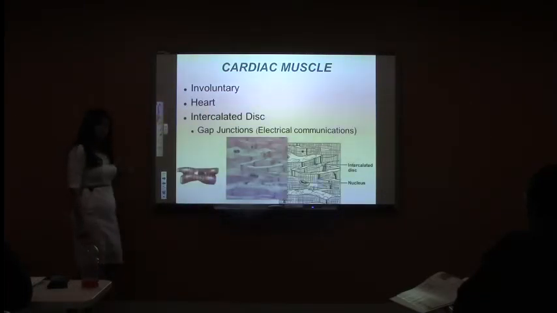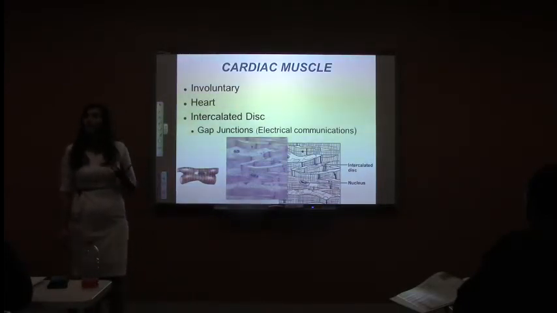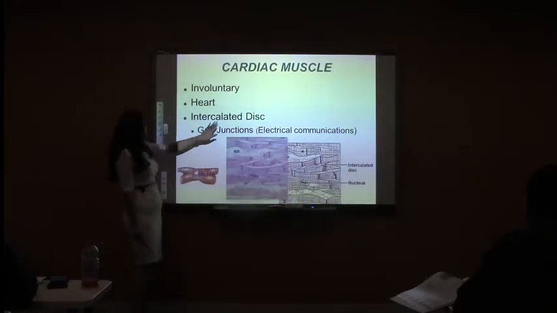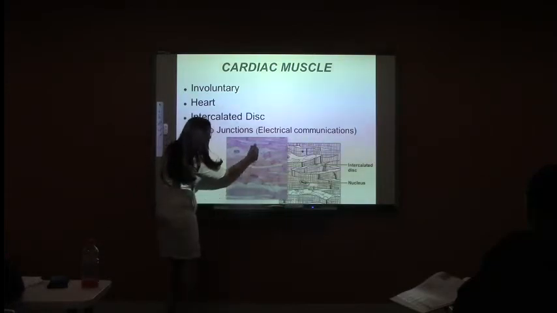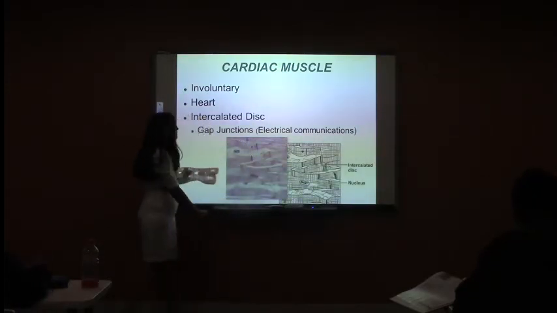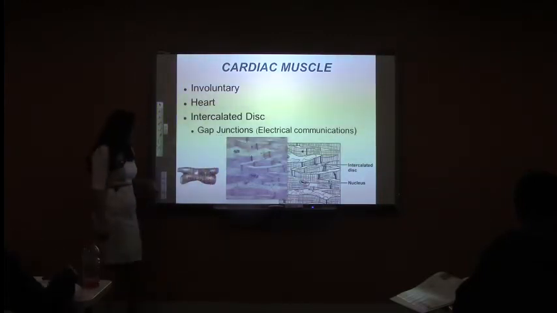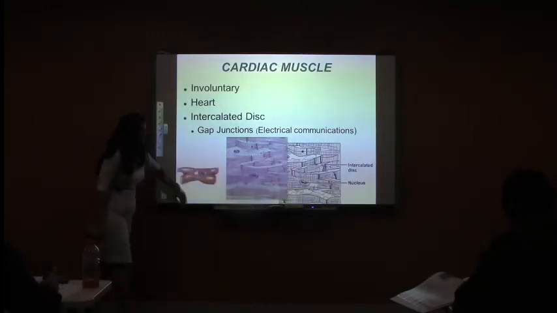Cardiac muscle, involuntary. Do you want to tell your heart to contract? No, it automatically does. That's what it means, it's involuntary. Found in the heart, it contains intercalated discs. These are intercalated discs right there. Okay? The intercalated disc contains gap junctions. This is how the electrical impulse can jump from one segment to the next. Okay? This is just one fiber. This is the histology.